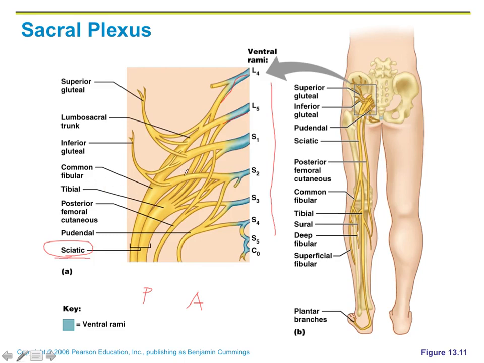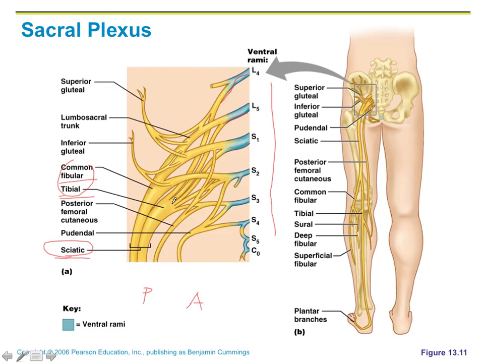So the common fibular we can see comes from L4 to S2. Okay, L4 to S2, L4 S2. So we will discuss about this later. Okay, common fibular, tibial. Okay, so we can cover these two since we covered the sciatic. So we can also cover these two because these two make the sciatic nerve. Okay.